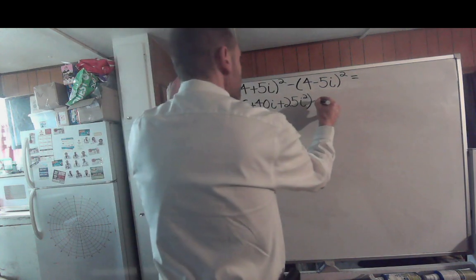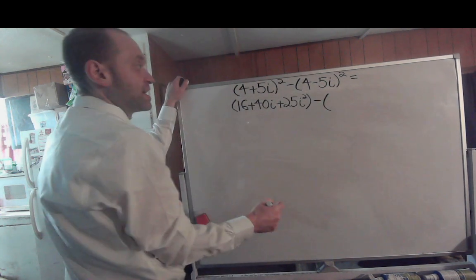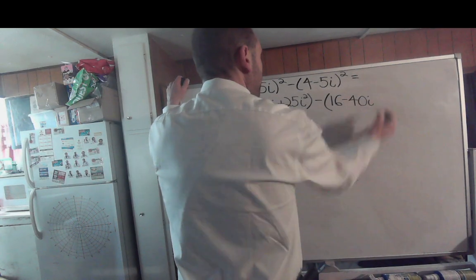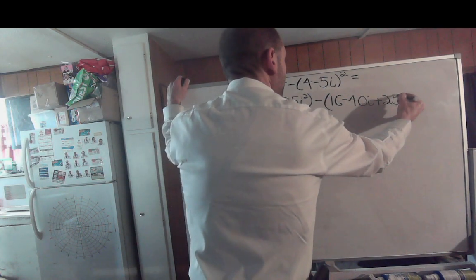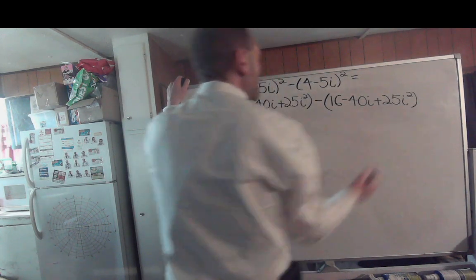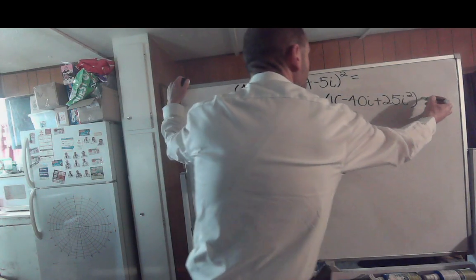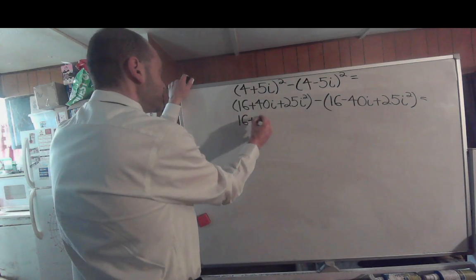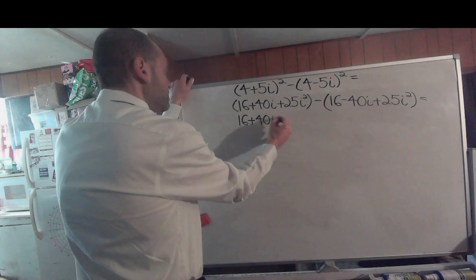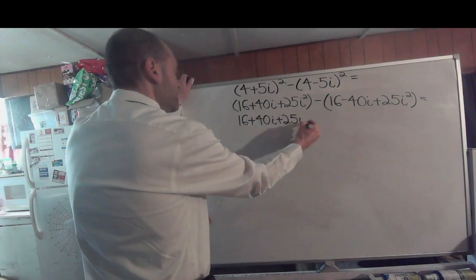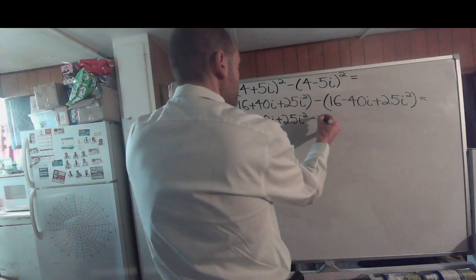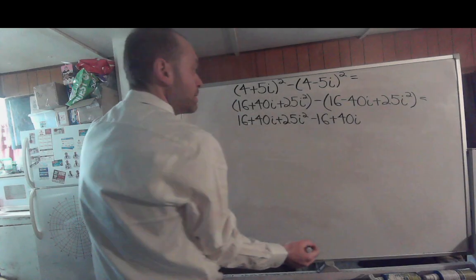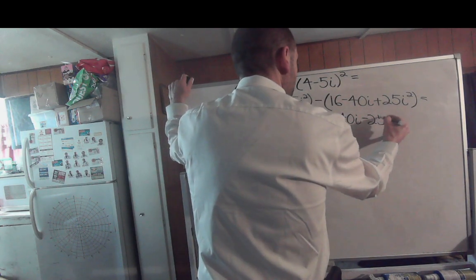All that minus your second quantity to the second power. This would end up being 16 minus 40i plus 25i to the second power. Which now we can just go through and distribute the negative sign. You end up getting 16 plus 40i plus 25i squared minus 16 plus 40i minus 25i squared.